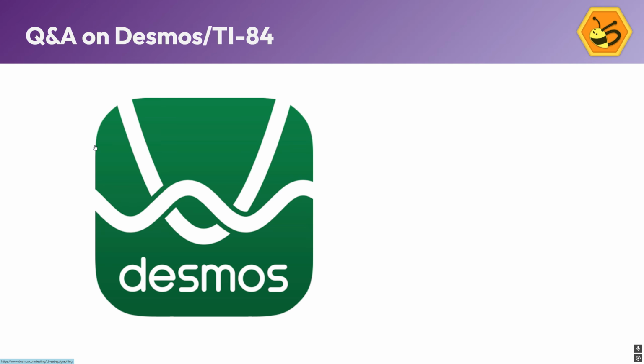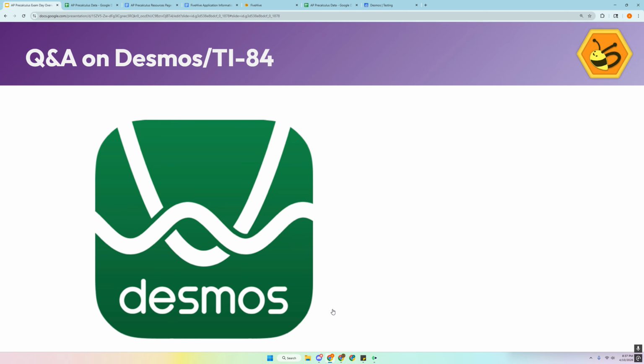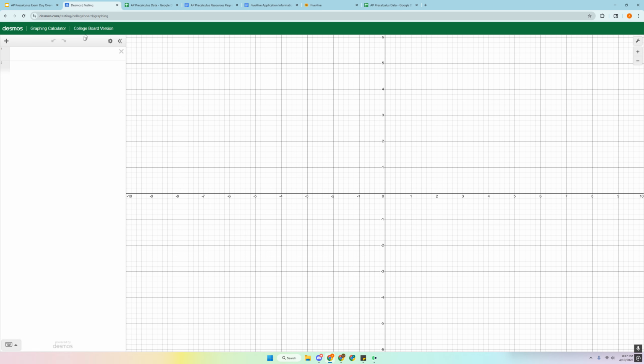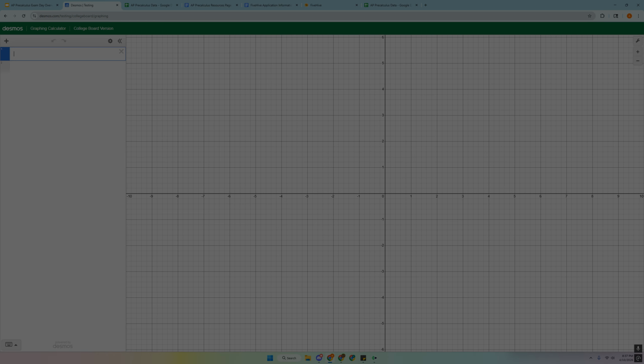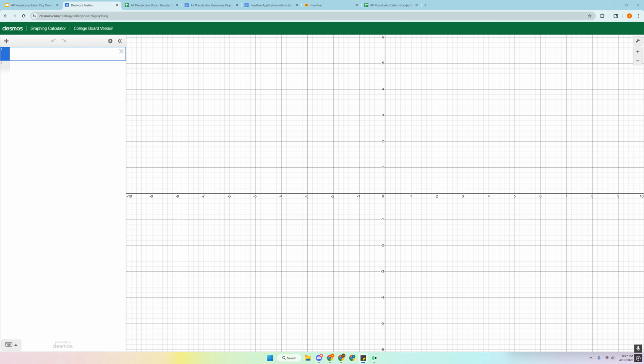So now we'll go on to Desmos and TI-84. We'll start with Desmos first. Is there anything you want to see on Desmos, except the basics? Table regression, okay. So first, let's start with table regression. We're going to type table, or you can also enter table from up here. And we're just going to enter some random numbers.